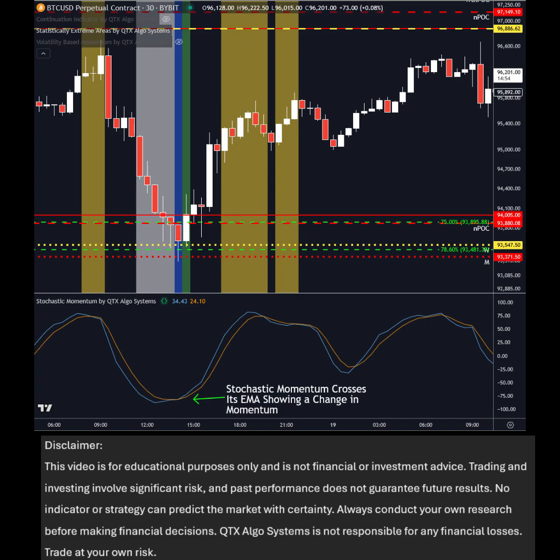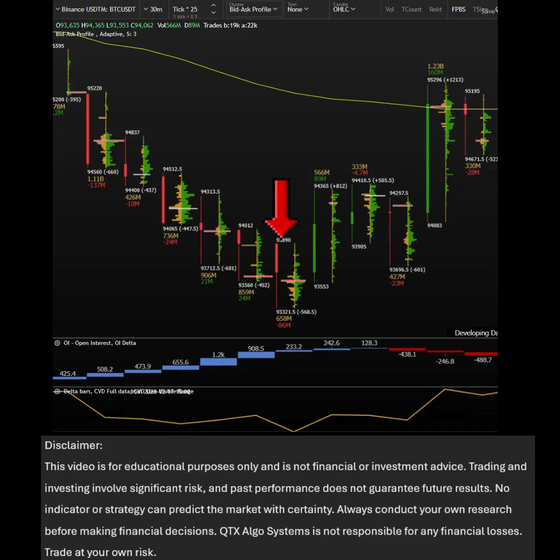Next, we have the stochastic momentum by QTX Algo Systems, which crosses above its EMA. This shows a change in momentum to the upside. This indicator is good to use as confirmation of a possible low or high, as long as several other confluences also point to the same direction. It should never be used alone. Last confluence is the order flow. Order flow is extremely important to make the final decision.